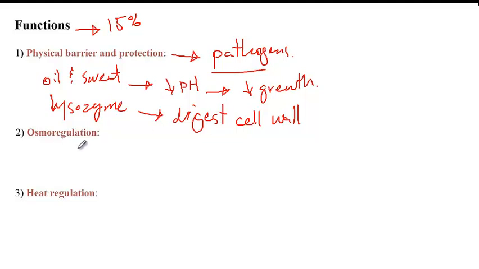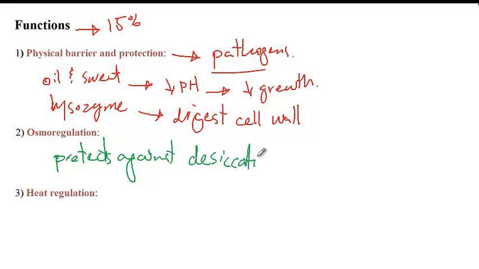The next function is osmoregulation, and because skin epidermis has a thick and keratinized layer, it is waterproof and protects against dryness and desiccation. And at the same time, it will also prevent excess water from getting absorbed into the body once we are immersed in water. Of course, there will be some absorption of water once we lay in water, but then it won't be to a point that causes bursting of our cells. So it provides a mechanism for osmoregulation.